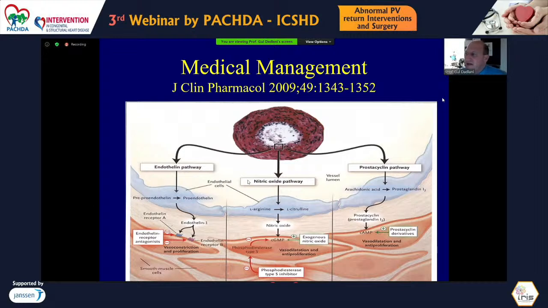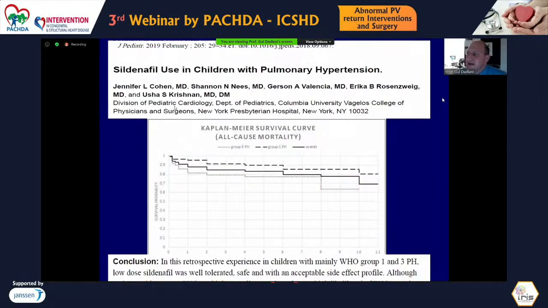When we look at safety, sildenafil is the most commonly used medication for pulmonary hypertension in children and has a very good tolerance in this age group. As you look at the survival curve, patients who use low-dose sildenafil, it's safe, it's well tolerated, and their longevity is improved by using it. This is data out of Columbia Children's Hospital in New York City.